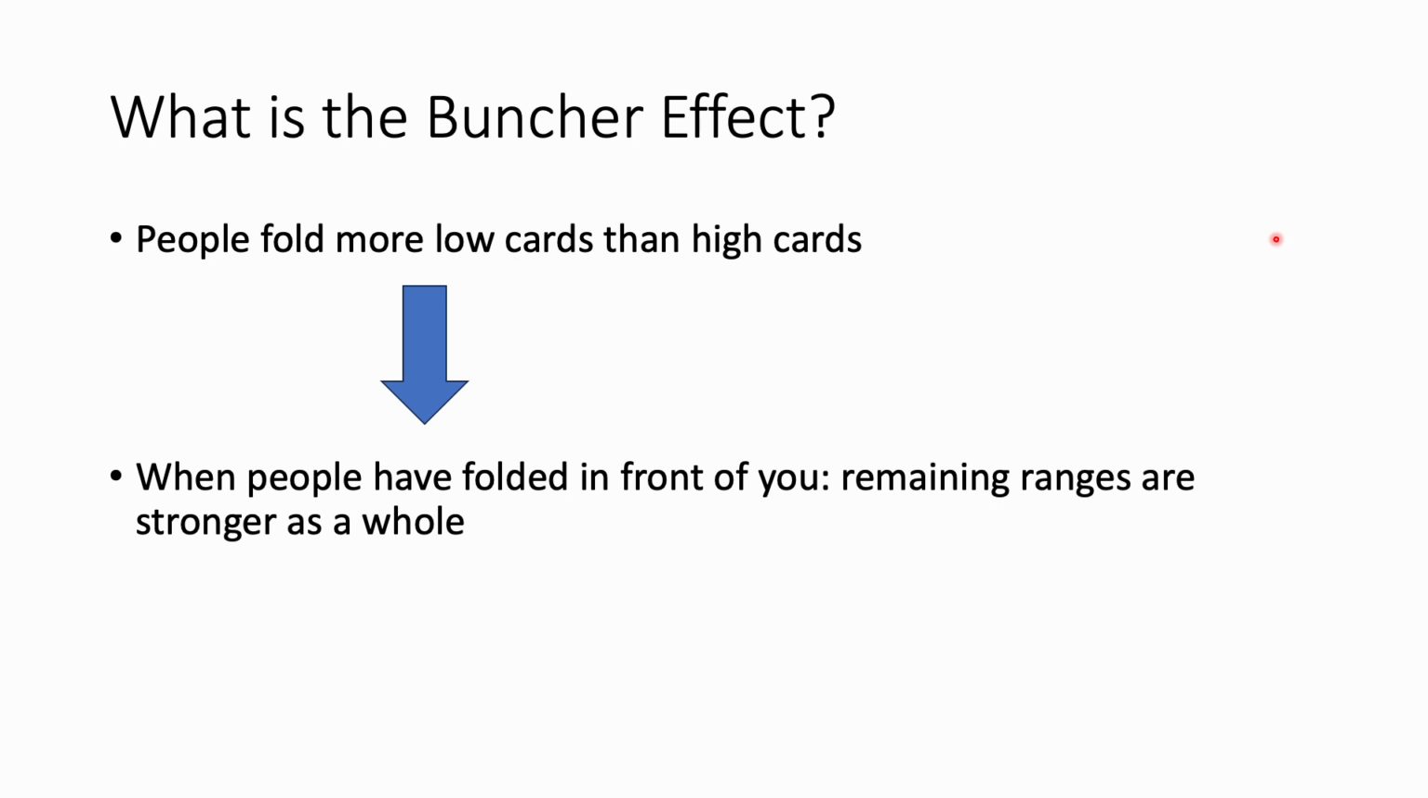So, what is the buncher effect? The buncher effect is a card removal concept that simply is when more people have folded in front of you, we can assume that they fold more lower cards compared to higher cards. Therefore, we can assume that the remaining cards that you and your opponents have that have not acted yet will be skewed towards higher ranges. And which means we'll be given more high cards in general, and typically with high cards comes better hands.